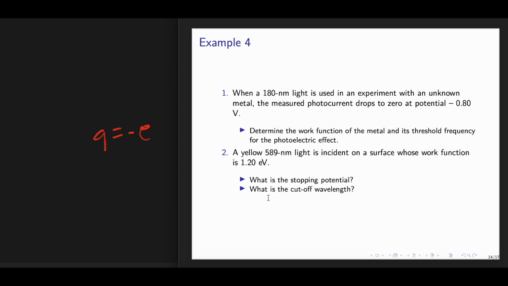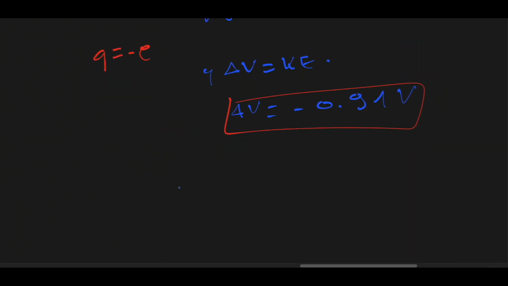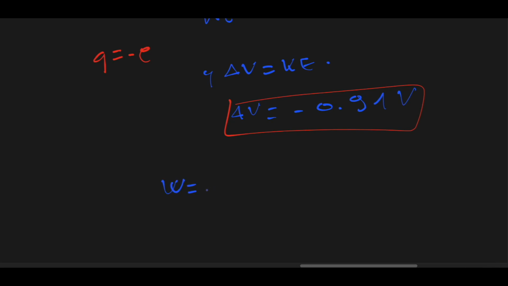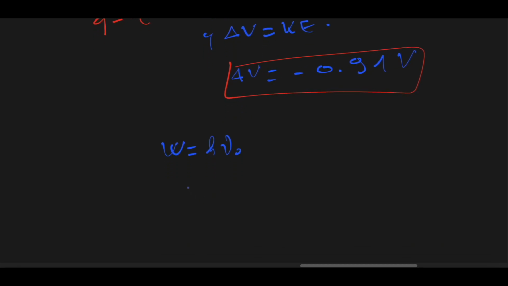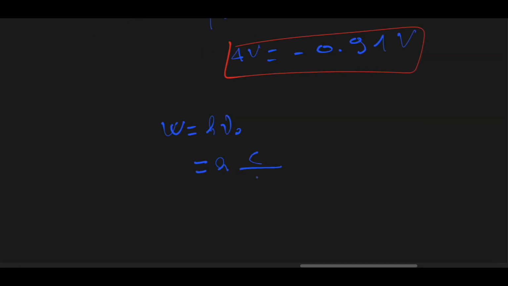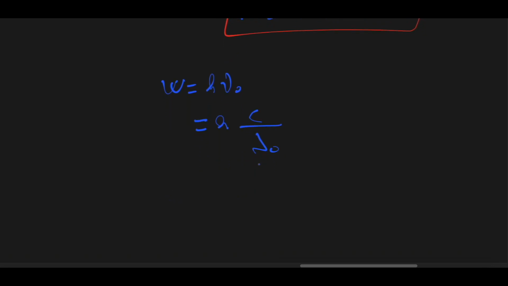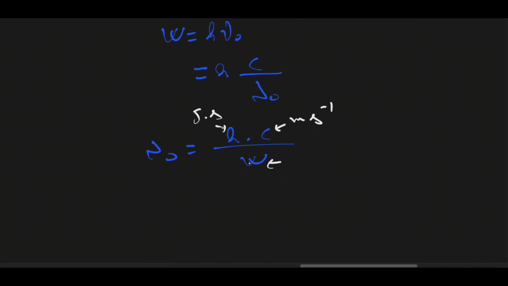And the last question, what is the cutoff wavelength? Here, from the binding energy, the work function is equal to H times the threshold frequency, which is equal to H times C over the threshold wavelength. And the threshold wavelength is equal to H times C over the work function. So here we have to be careful about the units. Here it is in joule second, here in meter second to the negative 1, and here it's better to convert the work function to joule, so we can get the wavelength in meters.